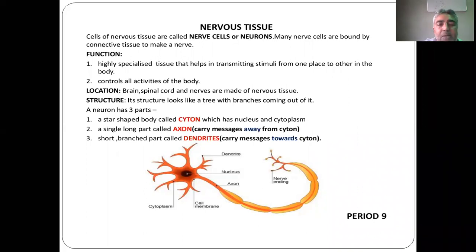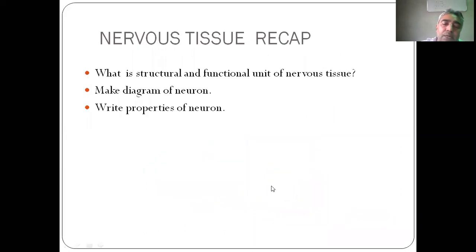Location: brain, spinal cord. Nerves are made up of nervous tissue. Structure: it looks like a tree with branches coming out of it. A neuron has three parts: a star-shaped body called cyton, a single long part called the axon, and short branching parts called dendrites, which carry messages toward the cyton.